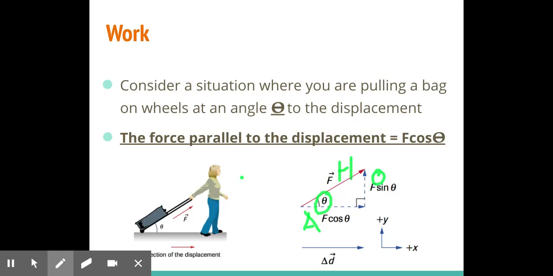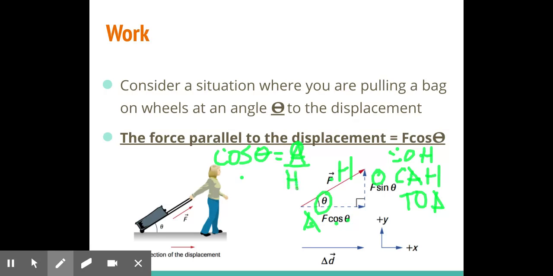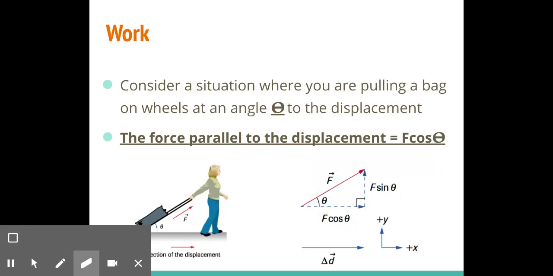So using SOHCAHTOA, okay, we know that we would have to use F times the cosine of theta in order to find it, and we know that just because cosine of theta is equal to adjacent over hypotenuse. Okay, in order to find it, we need to move the hypotenuse over. So we should understand that.